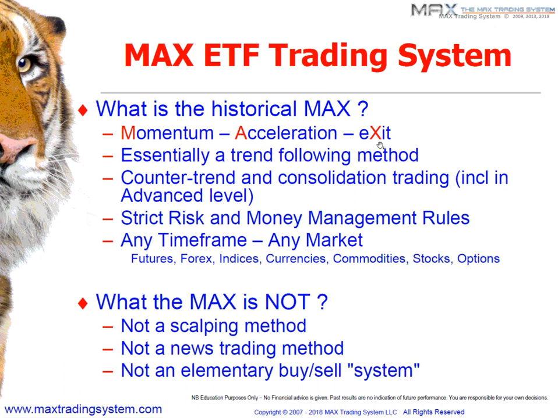And then the X stands for exit. We have two types of exit with the MAX. We have the scaling out, which is the opposite of the scaling in, in order to bank some profit to reduce the risk on the trade, on the position, and then we have a final exit. I will illustrate that process in an example just in a moment.